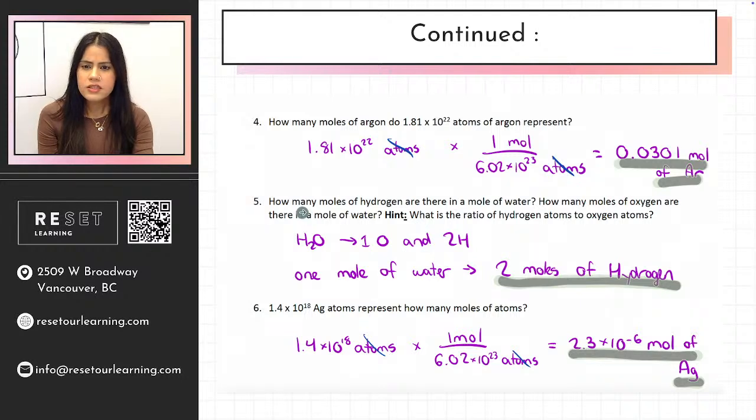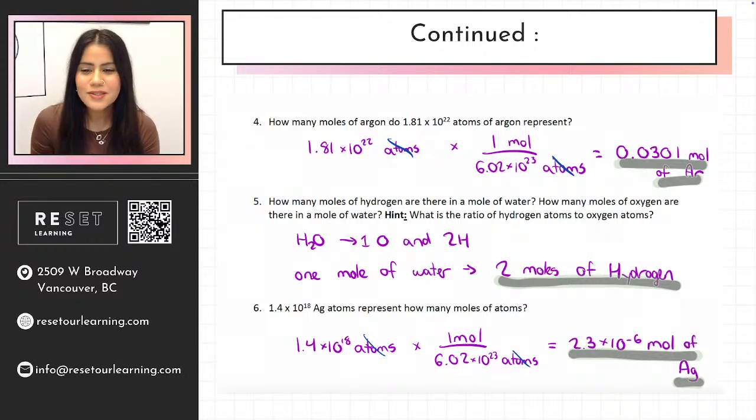Alrighty, let's look at this question. How many moles of hydrogen are there in a mole of water? How many moles of oxygen are there in a mole of water? So now, two questions. Hint, what is the ratio of hydrogen atoms to the oxygen atoms? Now we're looking at hydrogen, oxygen making water. So we have to look at the whole compound. H2O, we have 1 oxygen and 2 hydrogens. So 1 mole of water will actually have 2 moles of hydrogen. Okay, and we have looked at this as a chemical reaction too, right? H2 plus O2 gives you water in the previous slide.